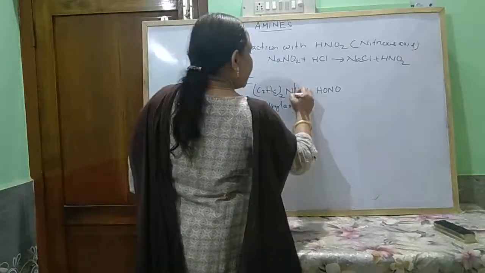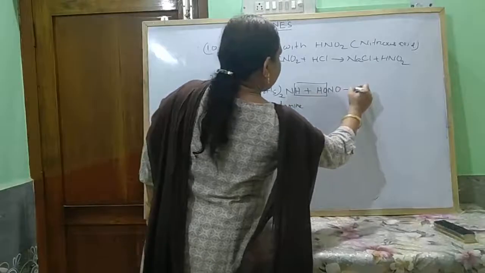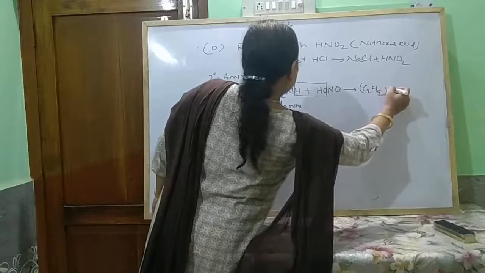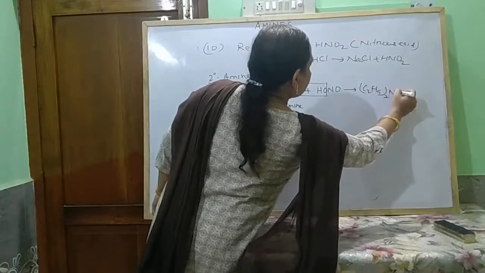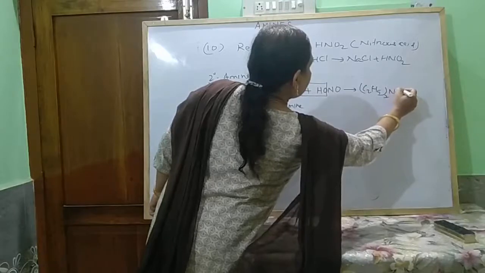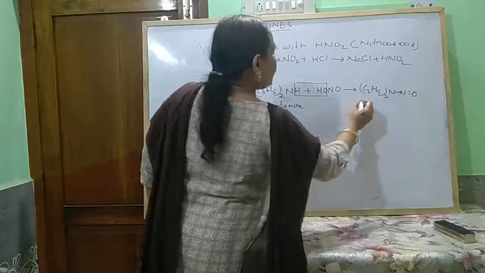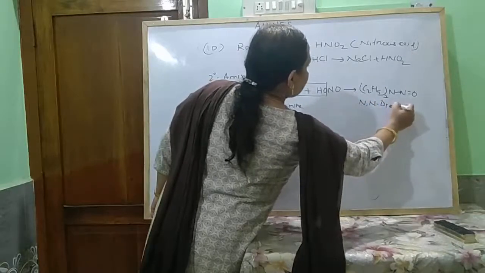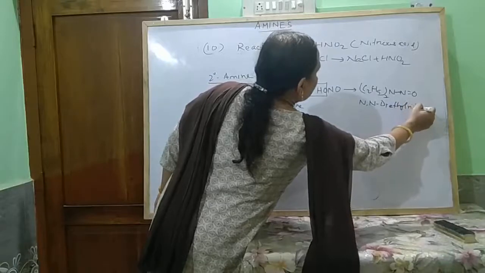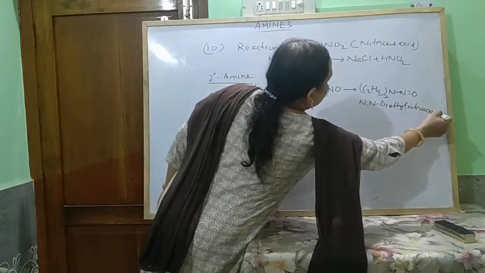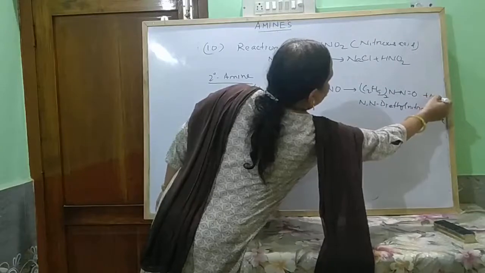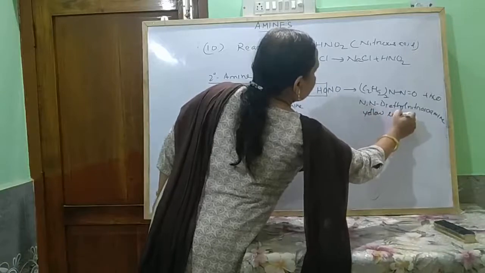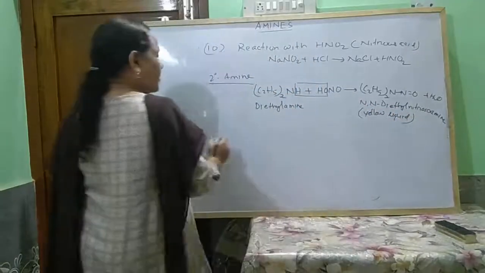to form, so H and OH leave, it forms (C2H5)2N, then N double bond O. This is N,N-diethylnitrosamine plus H2O. This is a yellow liquid and also insoluble.